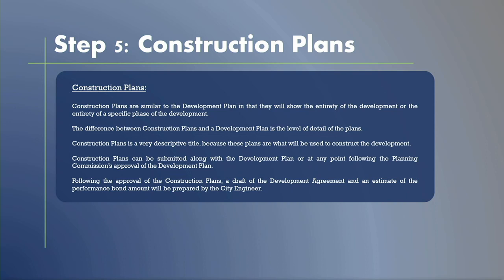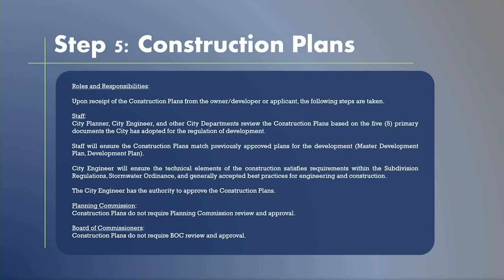These come to staff, and these construction plans do not come to you all for review or approval. The city engineer has authority to approve the construction plans. Once comments have gone back and forth and everything is up to the standard required by the city engineer and city requirements, the city engineer will stamp and sign off, saying these construction plans are approved and ready to be used for the development. At that point, the city engineer would draft up a development agreement and an estimate of the performance bond for the project. Those would come to you all in BOC just for approval in form, but not to execute those agreements. So again, construction plans would not come to you all or the BOC for approval. Approval authority sits with the city engineer.